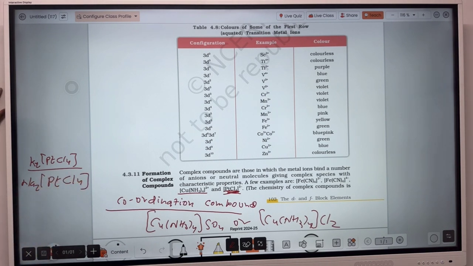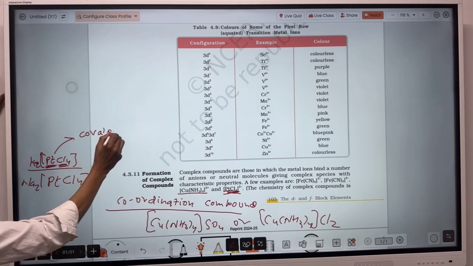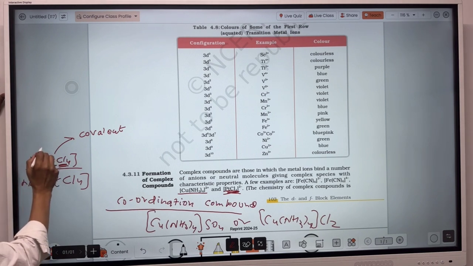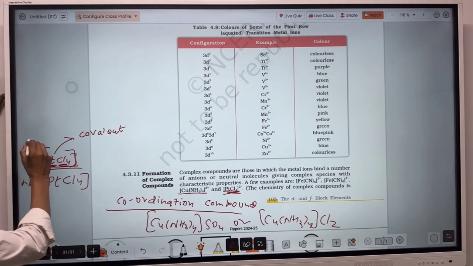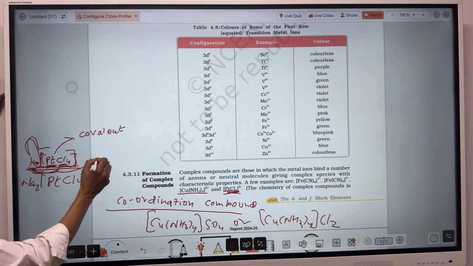So what actually here, when you consider this one, the bonding between platinum and the chloride ion is covalent. This bond is covalent, and this potassium will be electrostatically bonded to the whole of this compound. So the bonding between potassium and the whole of this one will be satisfied through an ionic bond.